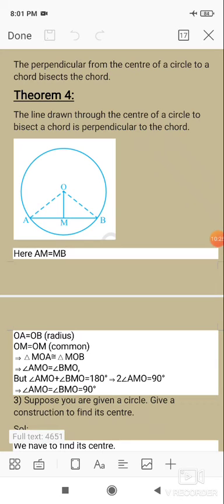Since those two are equal, twice angle AMO is equal to 180 degrees. So angle AMO equals angle BMO, each one is 90 degrees. Now listen carefully.